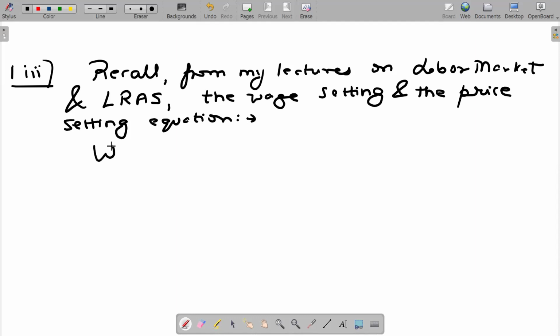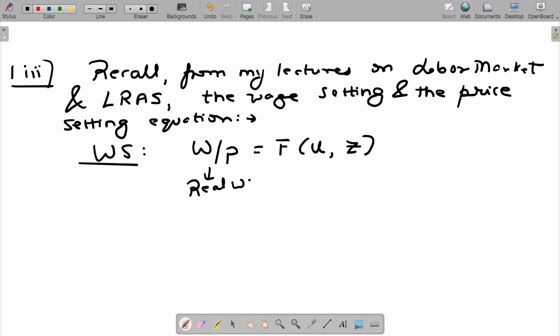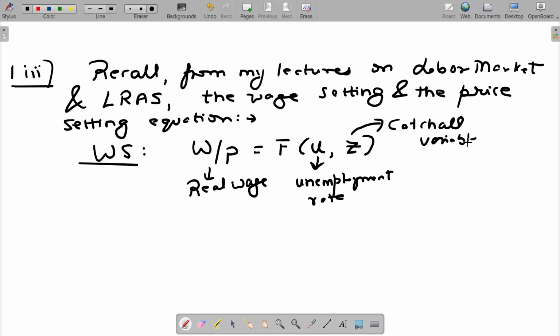They are as follows. The wage setting equation is W by P is a function of unemployment and Z, which is the catch-all variable. This is my real wage. U denotes the unemployment rate. Z is a catch-all variable, which denotes all other factors other than unemployment.